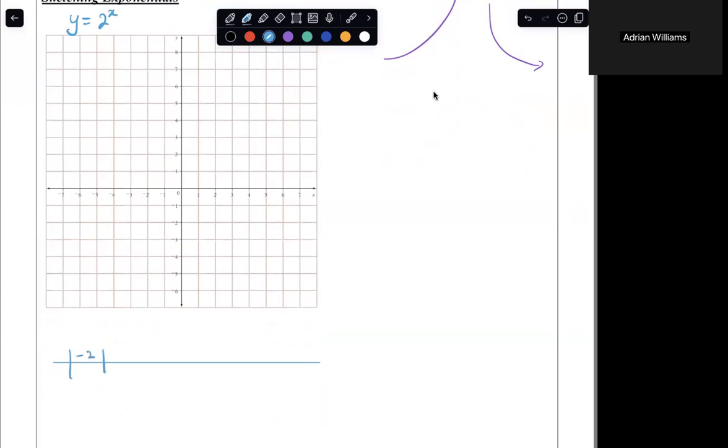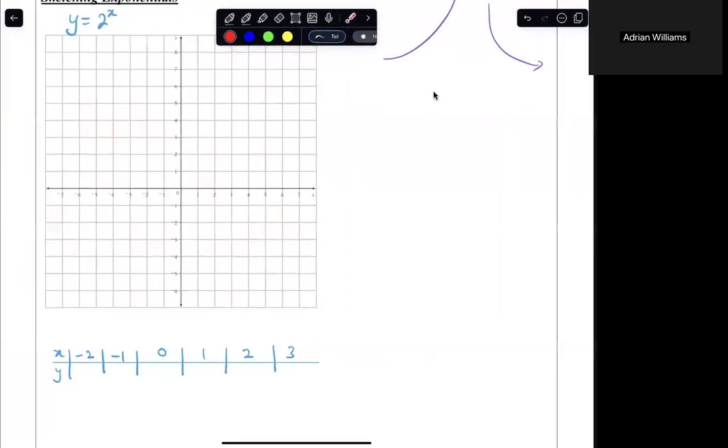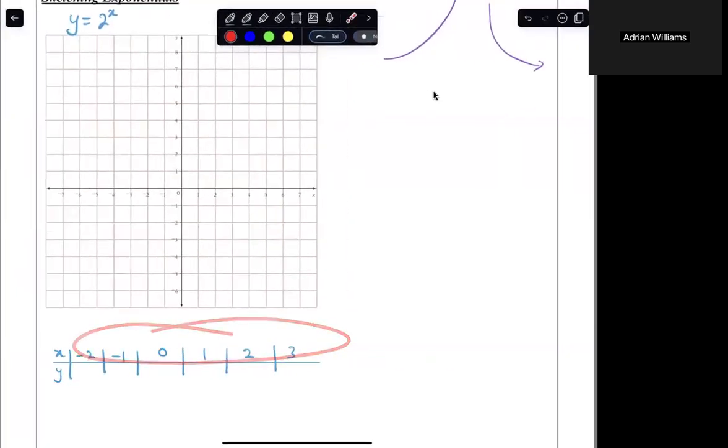So I'm going to go from -2 all the way up to 3 here, just to generate a little bit of a picture. You can do more if you want, but this should generate enough of a picture for you. So what we're going to do with each of these x values is substitute them into our rule up here.